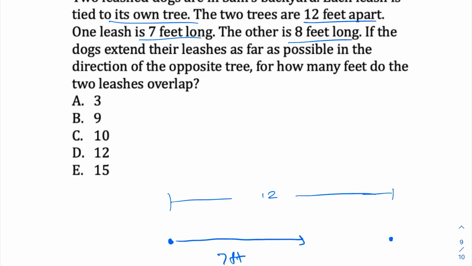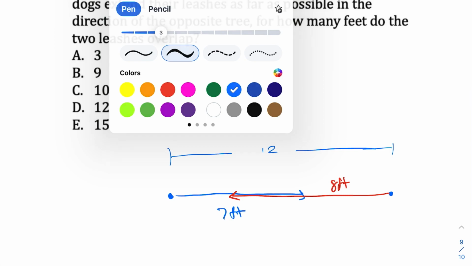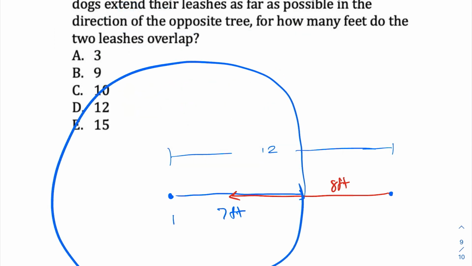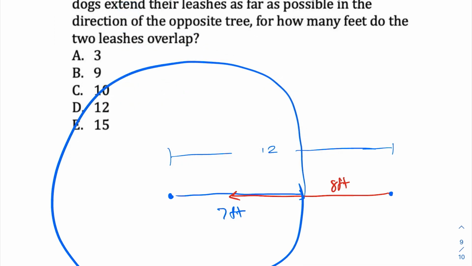This one is going, let's do it in a different color, this one's going 8 feet. So how much overlap? This skill is all about Venn diagrams and counting. So effectively, think of this particular circle as representing the range of reach of the 7-foot leash. And then this other circle represents the reach of the other leash. It's clearly a little bit bigger, right? This is obviously not drawn to scale.